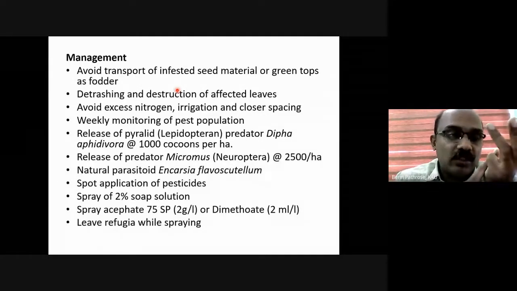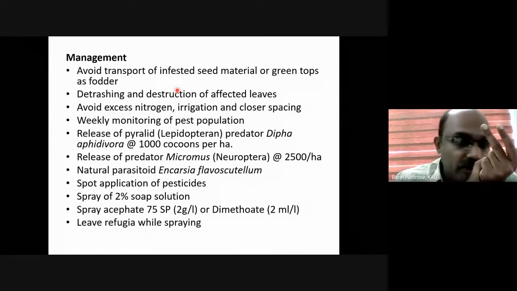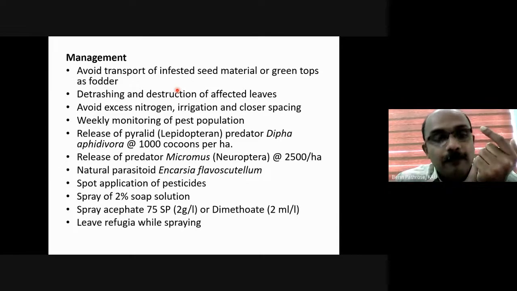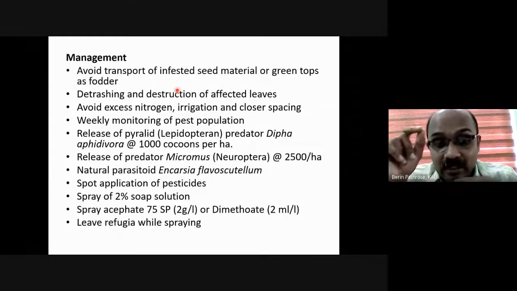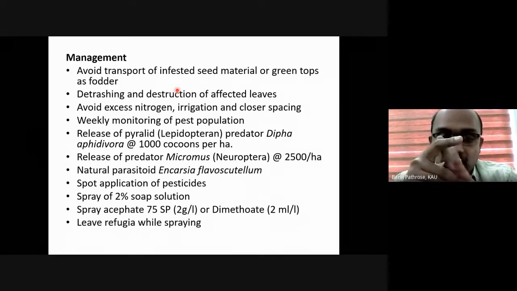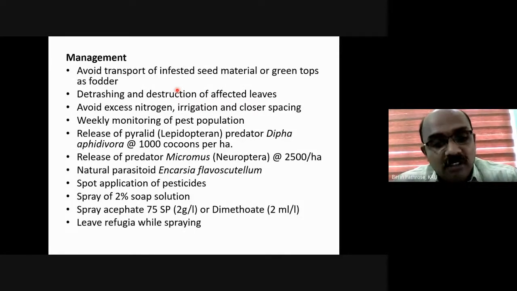So avoid transportation of infested planting material as well as fodder. Then detrashing and destruction of affected leaves. Avoid excess fertilization, excess irrigation, closer spacing, etc. Then monitor the pest population correctly. Release the lepidopteran predator, Dipha aphidivora, at the rate of 1,000 cocoons per hectare. Then we can also release another neuropteran predator, Micromus. Then we have Encarsia flavoscutellum, which is naturally occurring. You can go for spot application with spraying of 2% soap solution, acephate or dimethoate. And by spraying, remember to leave some area unsprayed as refuge.